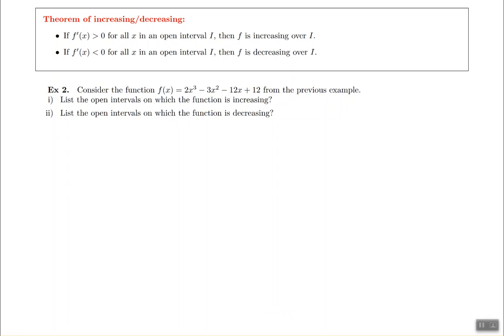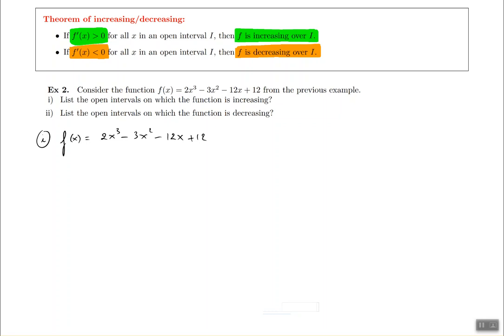It says, if the derivative f prime of x is greater than 0 for all x in an open interval, then we say that the function is increasing over that interval. And also, if the derivative is less than 0, we say that the function is decreasing over the interval. So in other terms, this gives us a recipe to find whether the function is increasing or decreasing by just looking at the derivative. Find the derivative. If the derivative is positive, you're increasing. If the derivative is negative, you're decreasing.